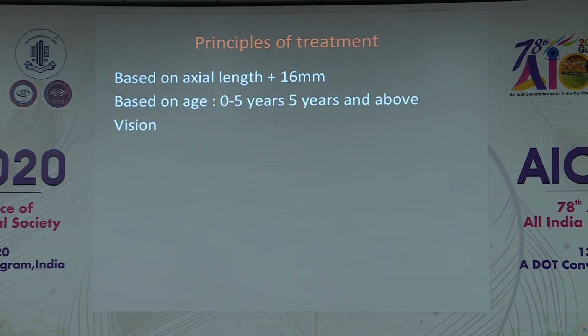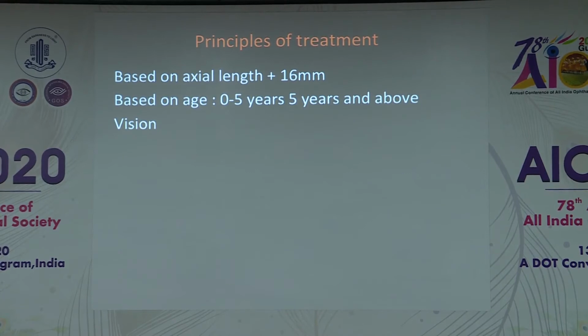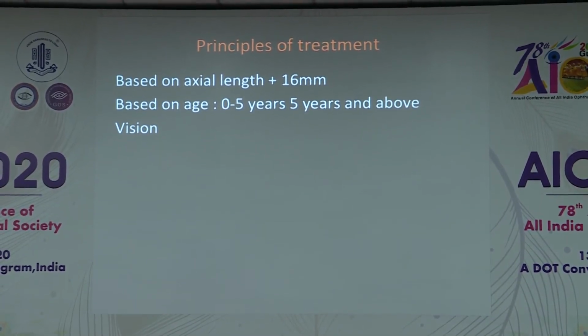So principles of treatment are based primarily on axial length if it's a microphthalmos, where you can take a cutoff of approximately 16 millimeters, so lesser than 16 and more than 16. Second is based on age, like we discussed, based on the facial anatomy. You want to treat at less than 5 years, and now we know why. Above 5 years, your management changes because the bones are not so pliable. And of course, vision. Even in a microphthalmic eye, you will have some potential of vision.